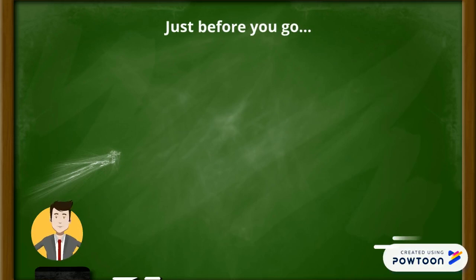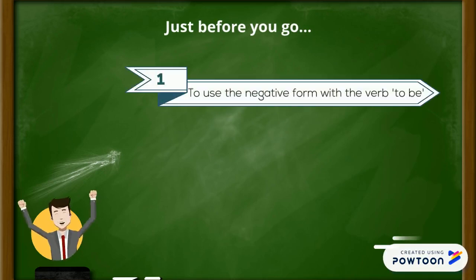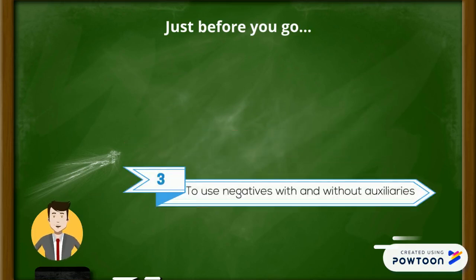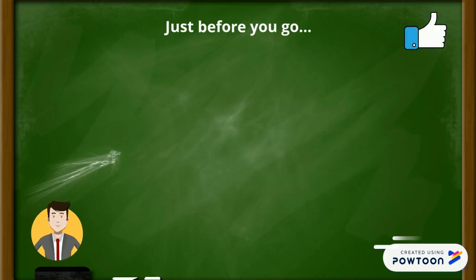Now let's review what we did today. We learned to use the negative form of the verb to be, to use negatives with modals, and to use negatives with and without auxiliaries. Now don't be afraid to go out there and be negative.